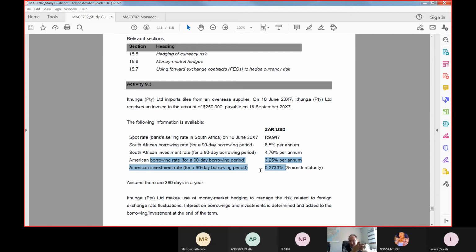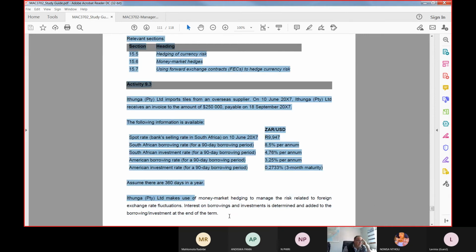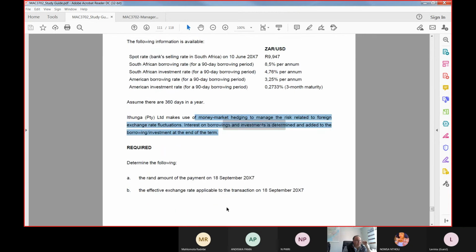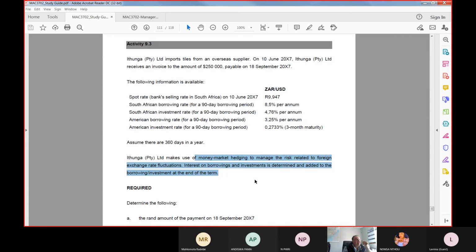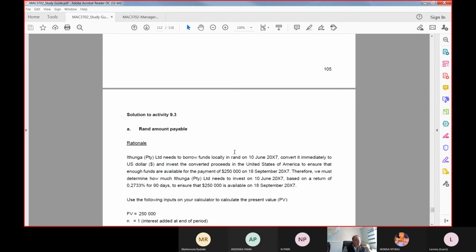You're going to take your money, take it abroad, and bring it back. Intuga Pty makes use of money market hedging to manage the risk related to foreign exchange rate fluctuation. Interest on borrowing and investment is determined by adding the borrowing and investment interest at the end of the period. The rand amount payable on the 18th of September 2017, that is the date of payment. What is the rand amount that you're going to pay?